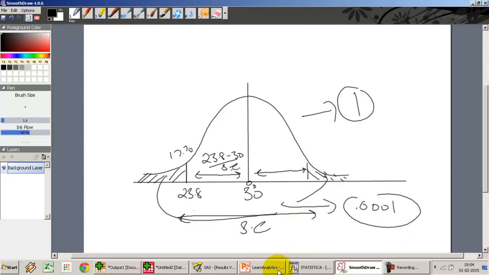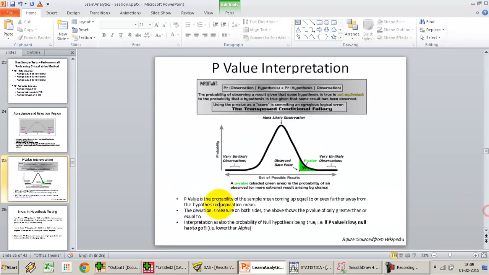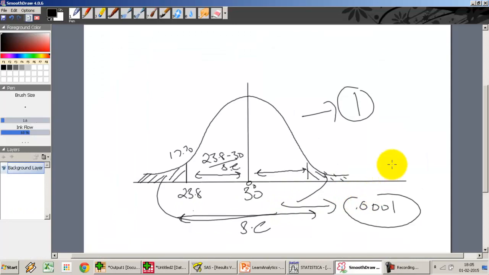Therefore, what does the p-value also tell us? The p-value tells us what is the probability of extracting a sample mean equal to or even further away from the hypothesized population mean. So the probability of extracting such a sample is 0.0001, or very, very unlikely. Therefore, this sample has come out from a population which is definitely not 30, right? And we are going ahead and rejecting this hypothesis.